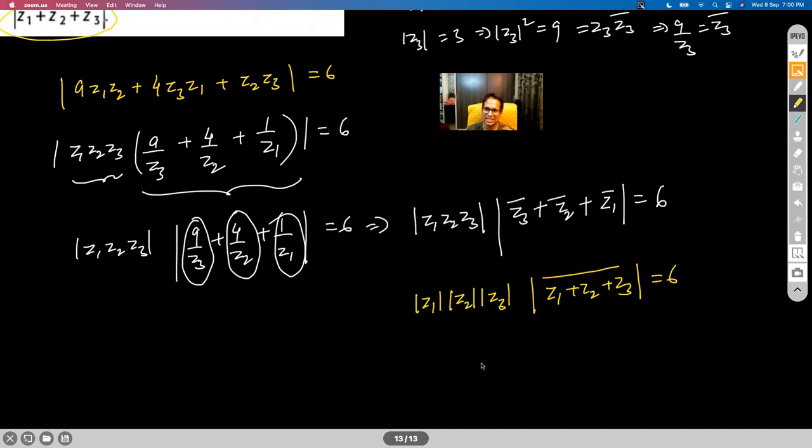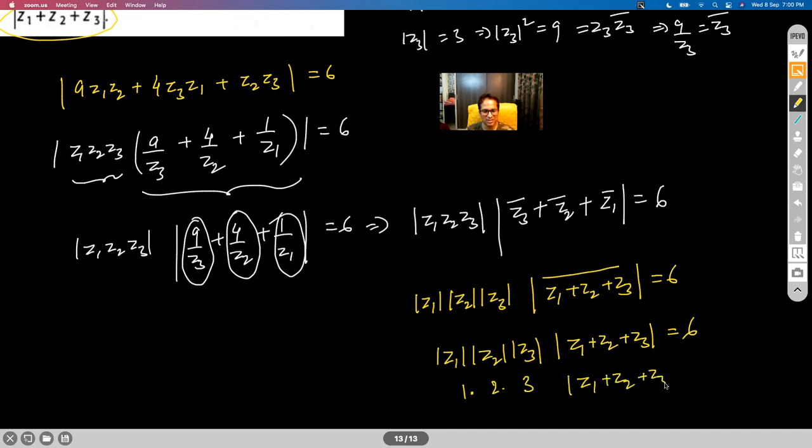Correct. Now, recall here one more property, that modulus of a complex number and modulus of its conjugate are the same thing. So can I not write this as modulus of just Z1, Z2, Z3? Now out of this, this is 1, this is 2, this is 3, and this is unknown. So I have to find this out. This is my requirement. So from here, I can say modulus of Z1, Z2, Z3 is going to be 6 by 6, which is 1. So the answer to this question is 1.